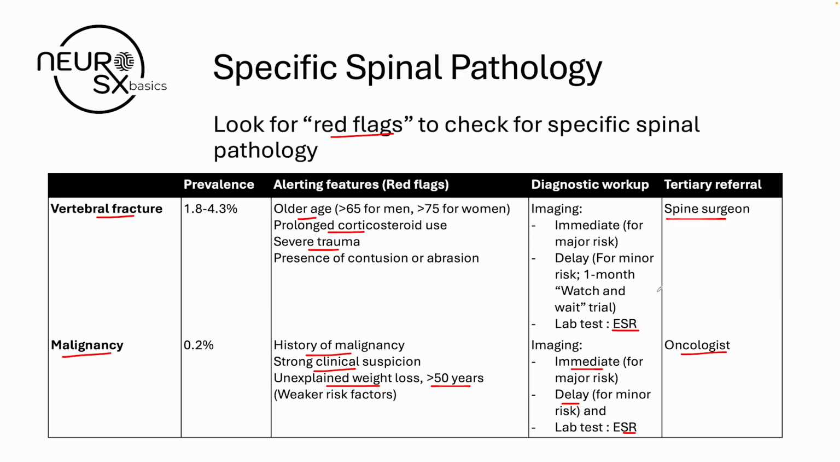Now, what is the imaging which should be performed? Now, that really depends on the specific spinal pathology you're looking for. So if you're looking for a vertebral fracture, then the imaging that needs to be performed would most likely be a CT scan. But if you're looking for a malignancy, then more likely you would like to perform an MRI rather than a CT scan. If you're looking for widespread malignancy, it might even be a PET scan.